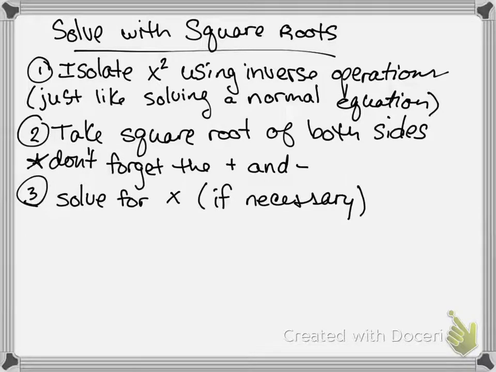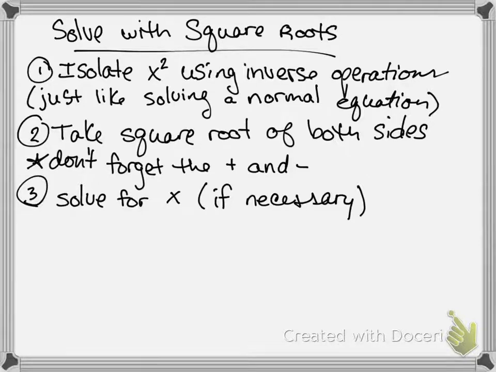Hey guys, today we are going to start our next method of solving quadratic equations, which is solving with square roots. We have 3 steps, just like the last video. Step 1, isolate the x squared using inverse or opposite operations. And by that, I mean you're going to solve it just like you solve a normal linear equation. Step 2, take the square root of both sides. Don't forget the plus or minus sign. I'll explain that when we get to an example.